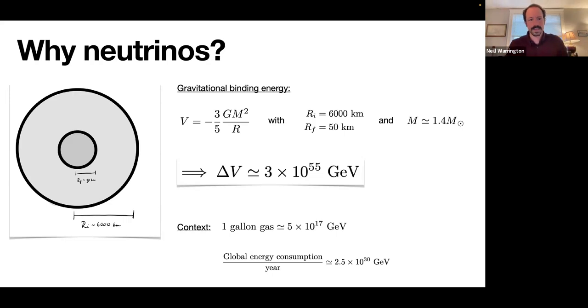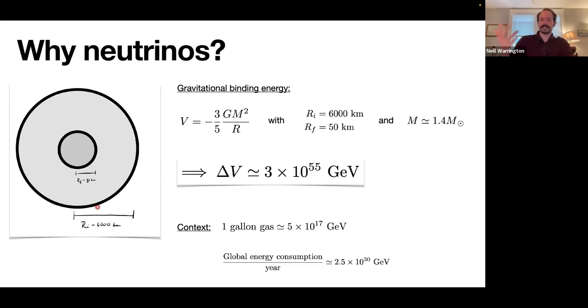It's actually quite simple to estimate. Basically, the picture is this. You have an iron core of Chandrasekhar mass that starts off with a radius of 6,000 kilometers. It collapses to a much denser object with radius 50 kilometers. This text is probably too small to see, but this says 6,000, this says 50.